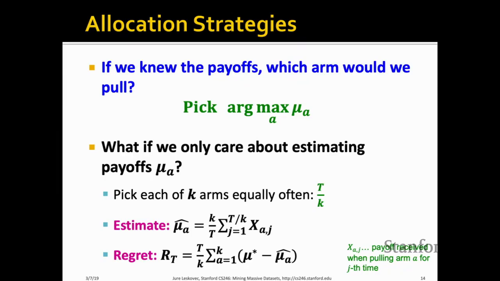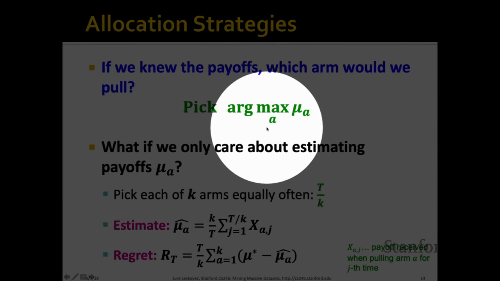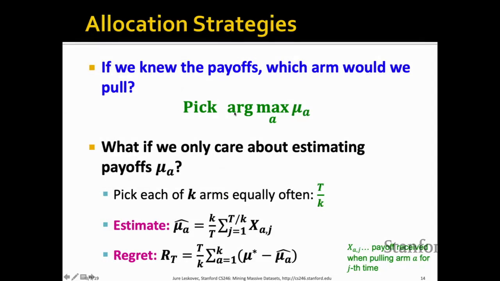If you knew all the payoffs of our arms, the strategy would be trivial, right? We would always be picking the best mu among all the possible arms. Now, what if we only care about estimating the payoffs, okay? Because actually at the very beginning, when we just kickstart the system, that's the only thing we can afford to do. We don't know all the mu's, so we want to estimate them. So what we do is we pick each of the k arms equally often. Basically, we do a round robin over the duration of the experiment.